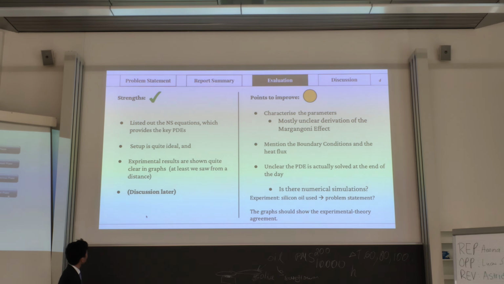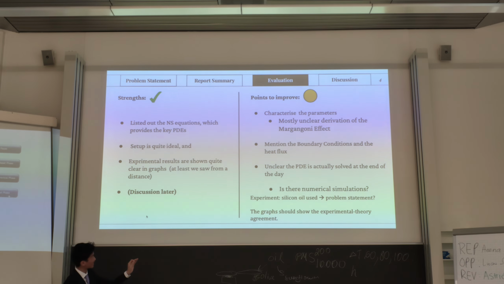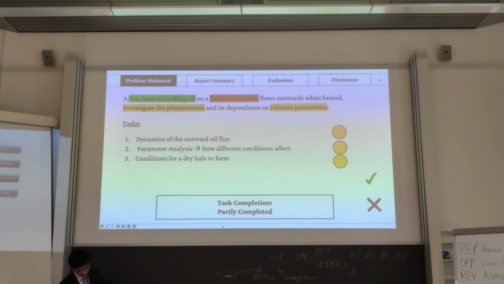Okay, so the strengths, as I mentioned, and some points to improve. Firstly, it's not very clear exactly how the Marangoni effect is derived. They also need to mention the boundary conditions and the heat flux, and they didn't really explain the uniform or non-uniform effect. They didn't exactly say how the PDE was solved, and whether they used numerical simulations or other methods. They didn't really compare the theory to the experiment, and they seem to have only shown the simulation. And also, they used silicone oil, which appears to go against the problem statement, which says cooking oil.